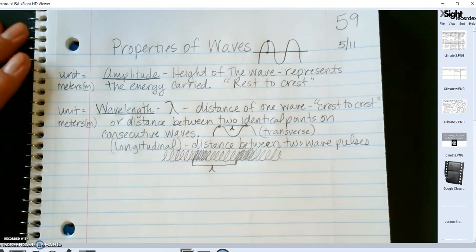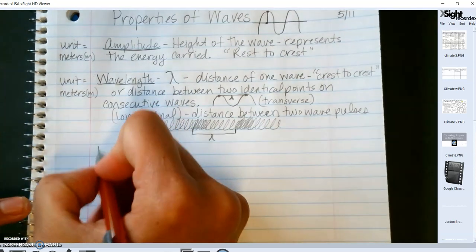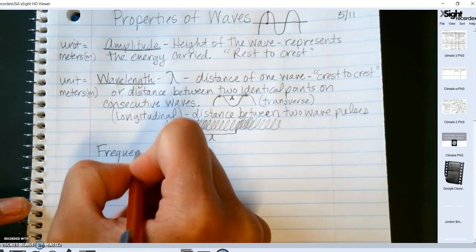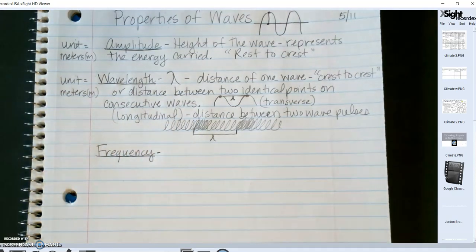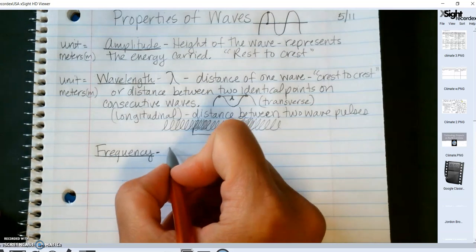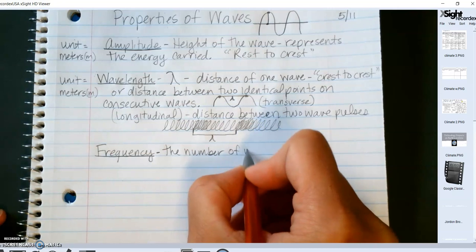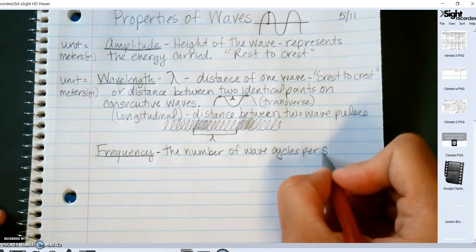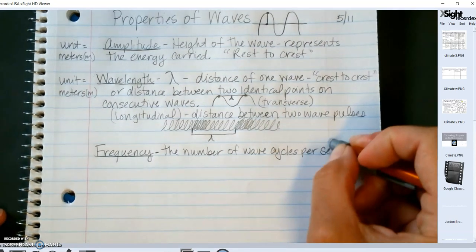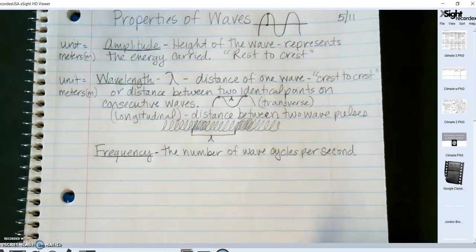Okay, so now we're going to get a little more into what we have to calculate. So we're going to talk about frequency. So frequency is, the definition is the number of wave cycles per second. That's a really basic definition, number of wave cycles per second.